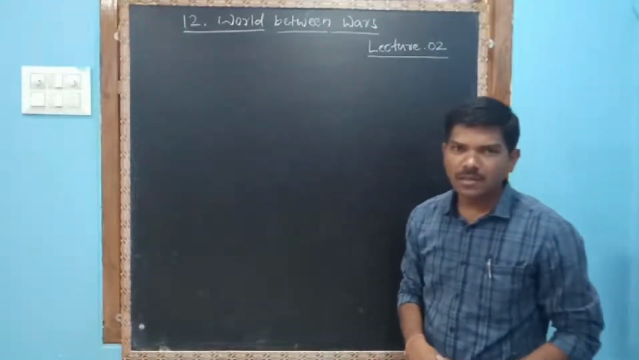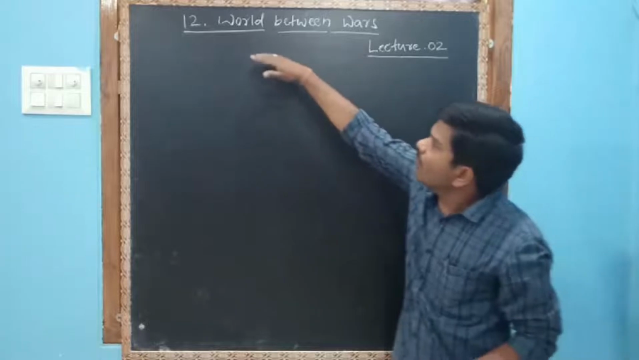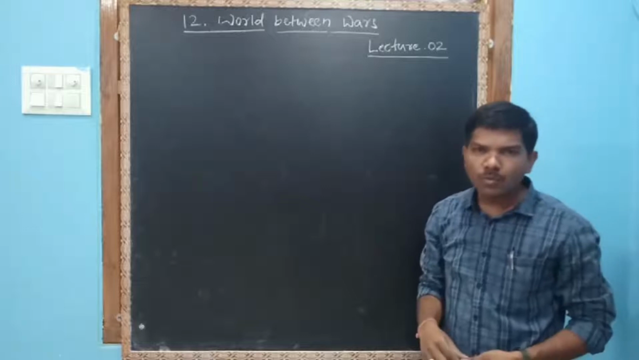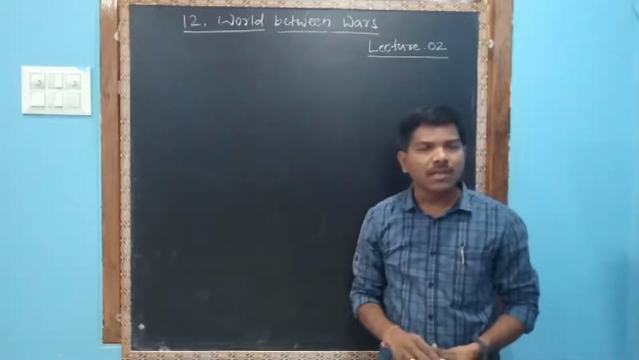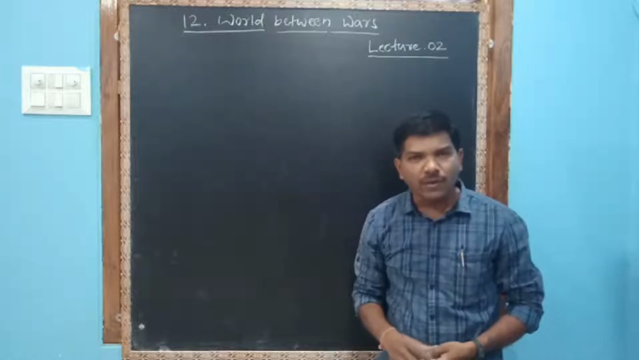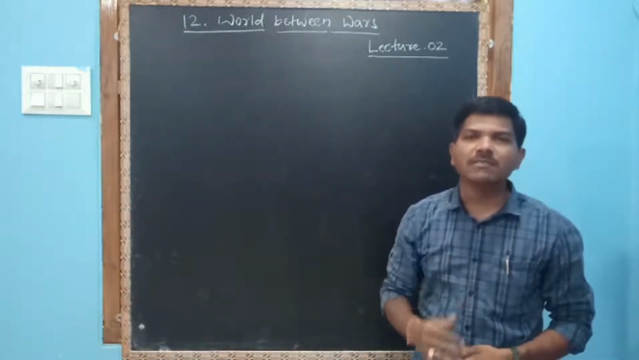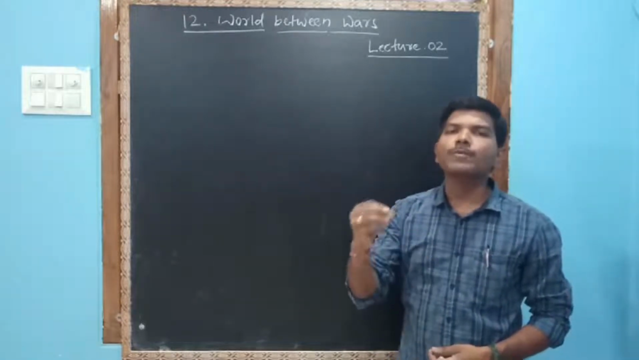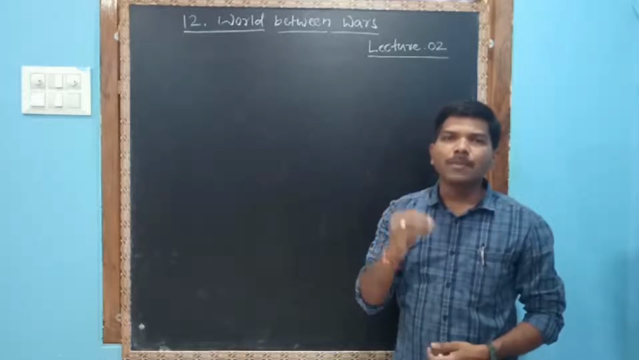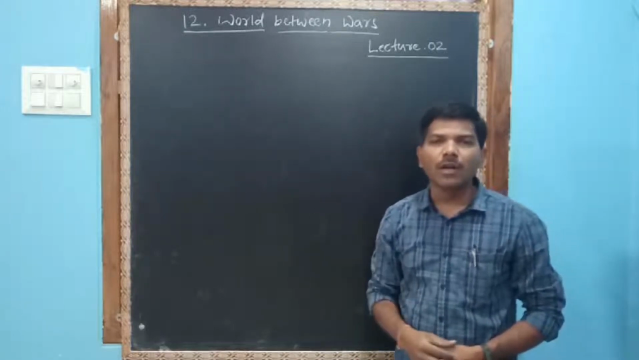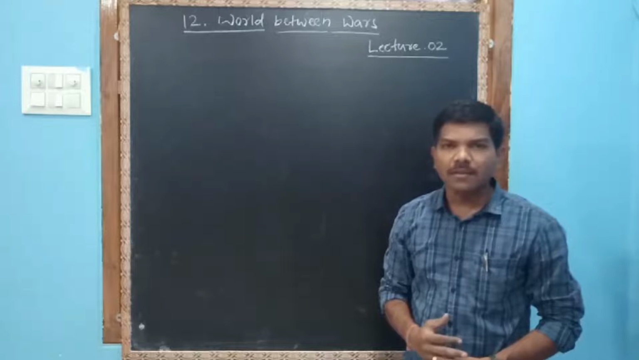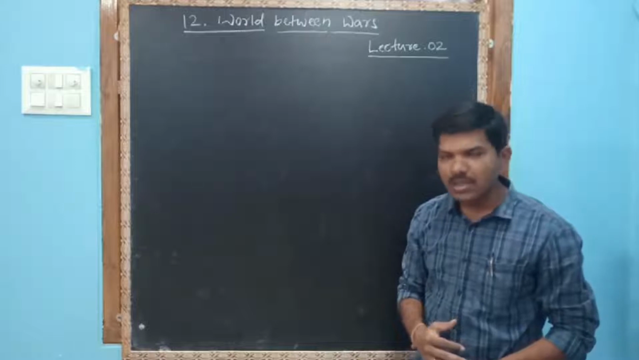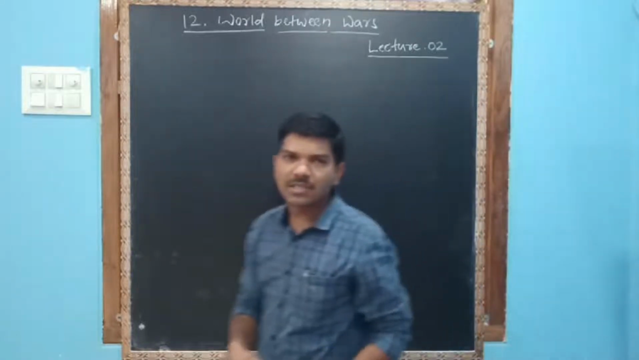Hello students, today our topic is War between wars. This is the second part, lecture number 2. In our previous session, we covered the reasons for the world wars, the immediate cause of the world war, and which group won. We knew that the Central powers and the Allied powers fought, and the Central powers were defeated by the Allied powers. Let us see the next part in this session.